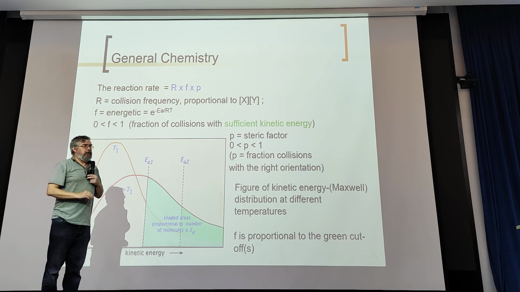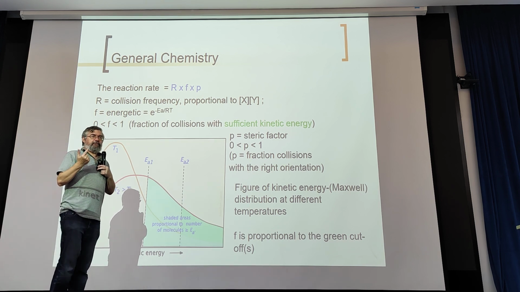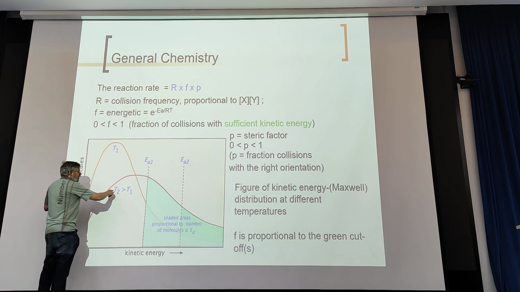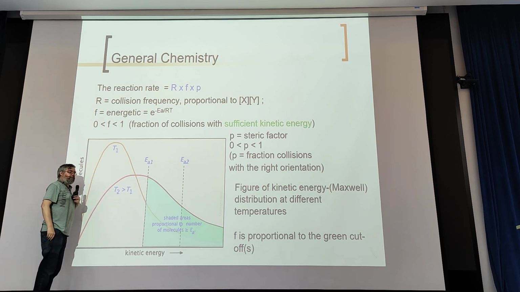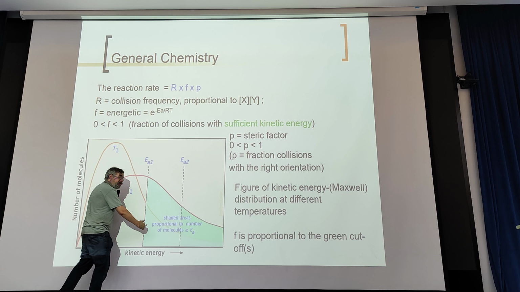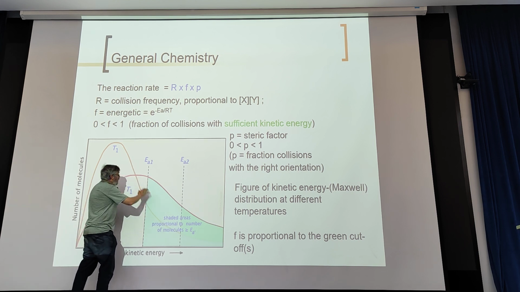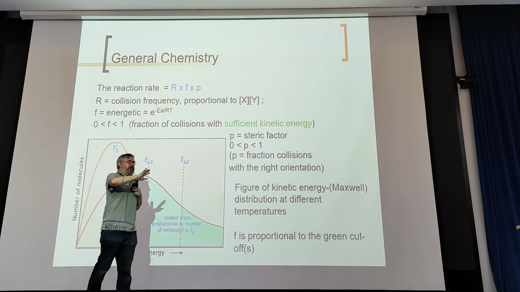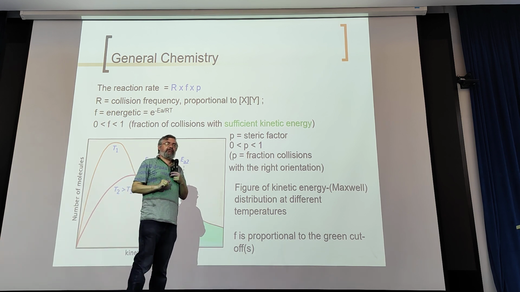Now we increase the temperature. That's the red line. T2 is higher than T1. You see the number of molecules that have higher kinetic energy, they're moving faster, becomes higher. In fact, the curve is moving up towards higher energy.